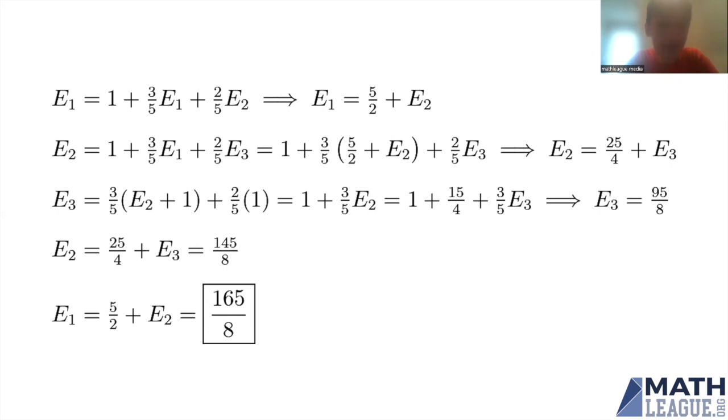Then we can use the previous two equations, like E2 is equal to 25/4 plus E3, and we can get E2. And then with the first equation, we can get E1. E1 is the answer that we want, because that is the expected number of minutes it takes to get to 4 from 1. And the answer is 165/8. Thank you.